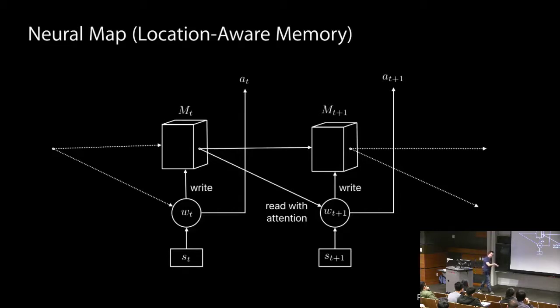You write at the location where you are, but when you get to the target, I'll show you some examples, the read operation actually reads from the part of the memory that has the indicator. So it can read the state of the indicator and then force the policy to either take an action to get to the goal state or retract.